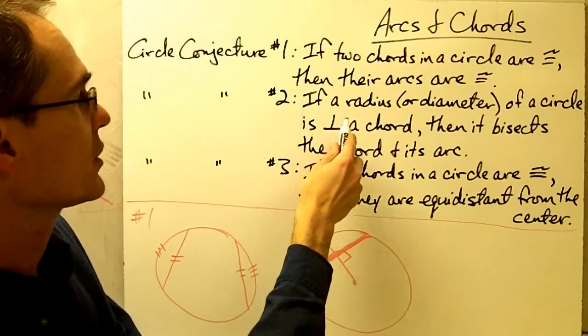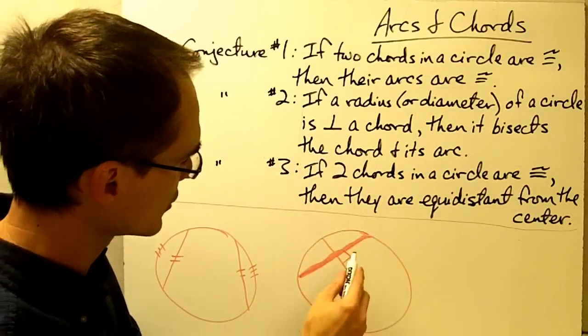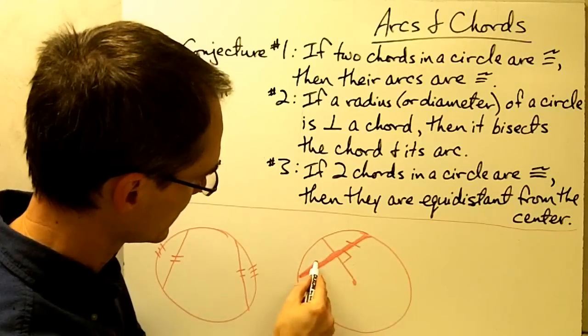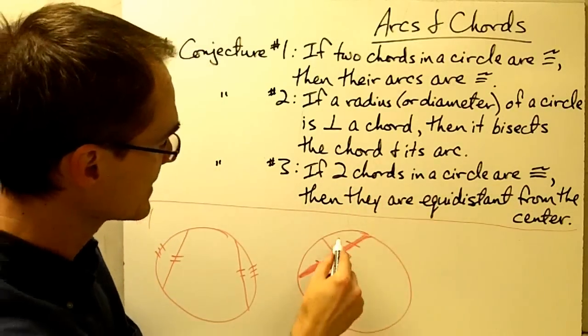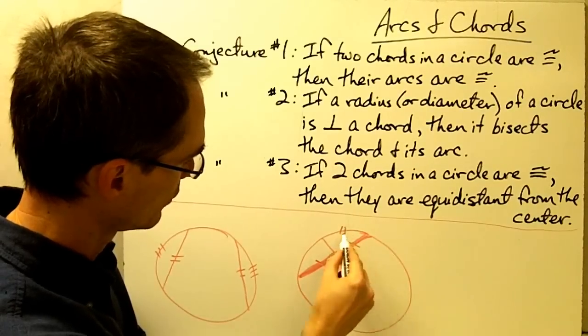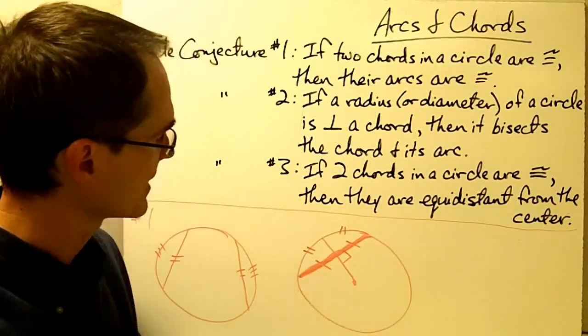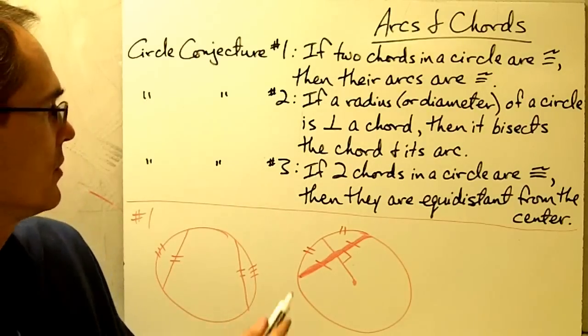According to this conjecture, since the radius is perpendicular to the chord, it bisects the chord, which means it cuts the chord into two congruent pieces, and it also bisects the arc. So here's the arc of the chord, and that radius also bisects the arc. There's a picture illustrating circle conjecture number two.